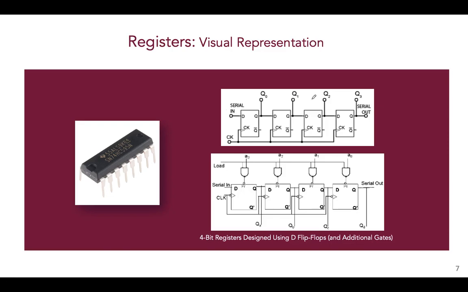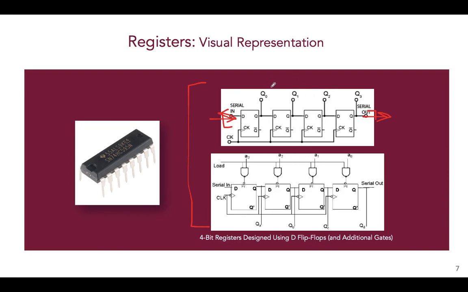Now, visually, registers look something like this. On the inside, this is what they look like. You can see we have multiple flip-flops. In this case, we've designed this register using D flip-flops, and you'll come to realize that the D flip-flop is actually the most common choice when it comes to designing registers. What you can see here is we have four separate D flip-flops. That means this is a 4-bit register. We have input, we have output. This is where the data will go in, this is where the data will come out of, and we are going to discuss this serial in and serial out part in just a minute.